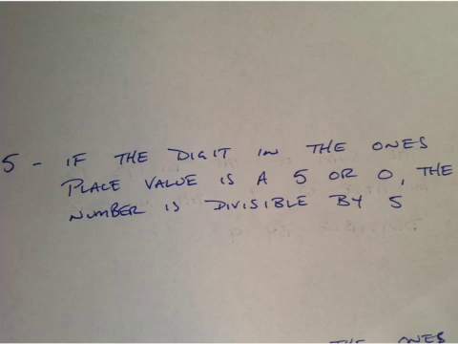When looking at the divisibility rule of 5, if the digit in the ones place value is a 5 or a 0, the number is divisible by 5. So let's take a look at that. So the same rule applies. We're looking at the ones place value again.